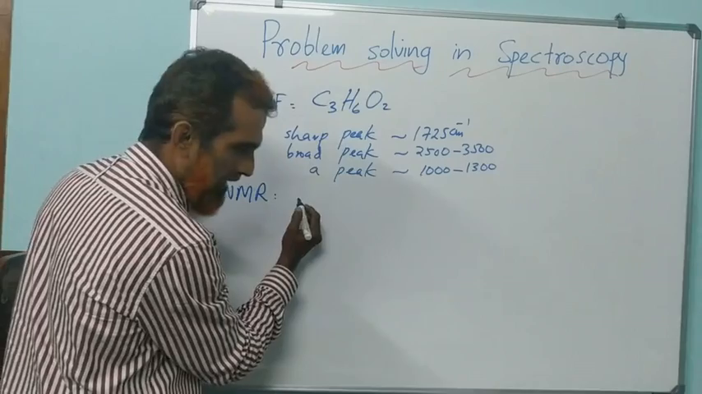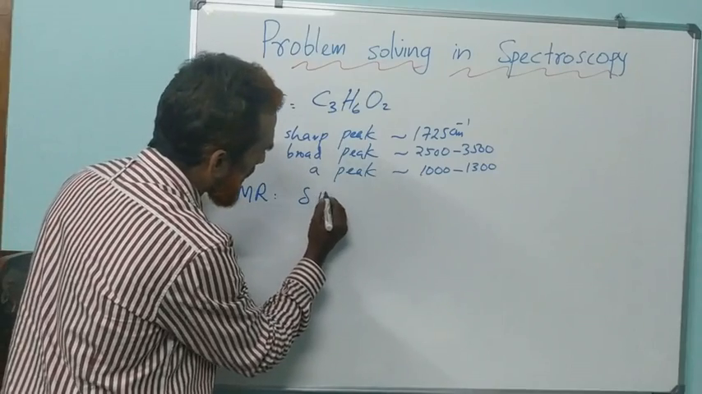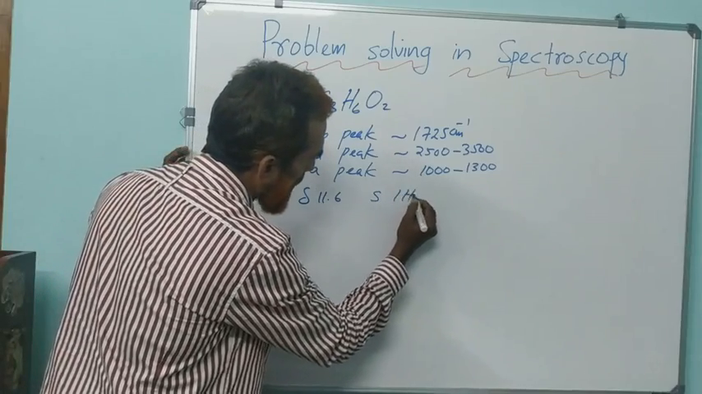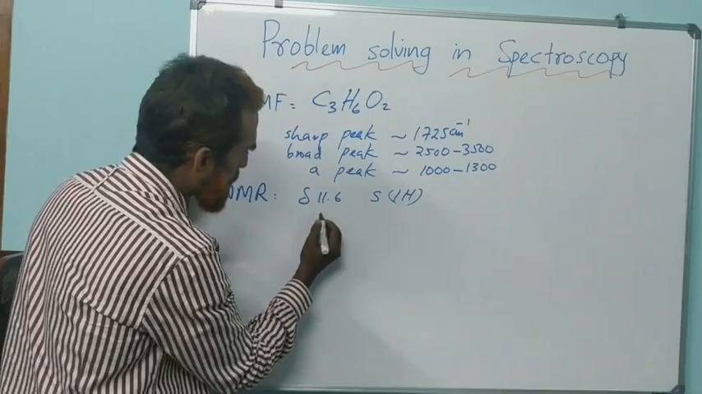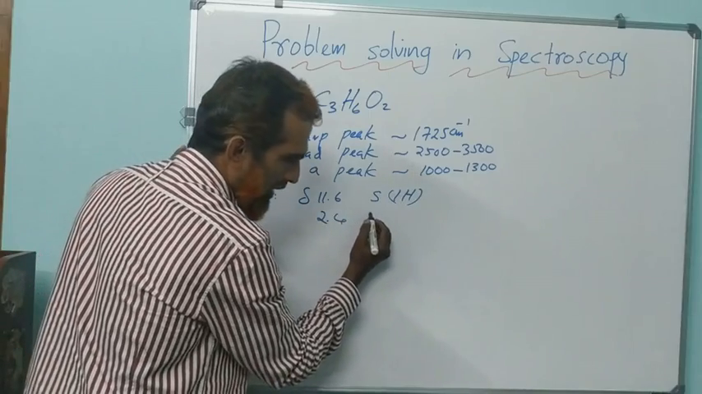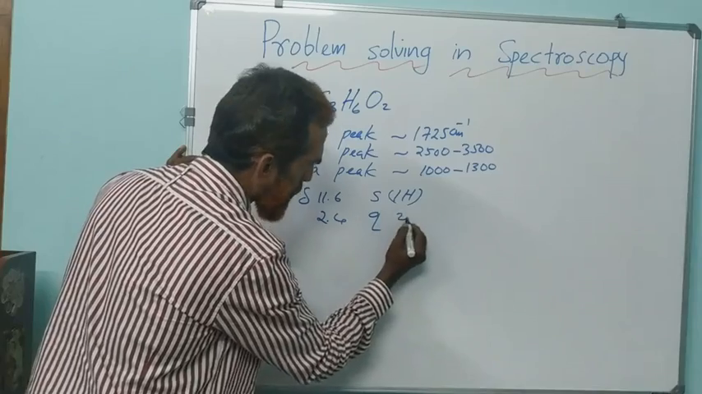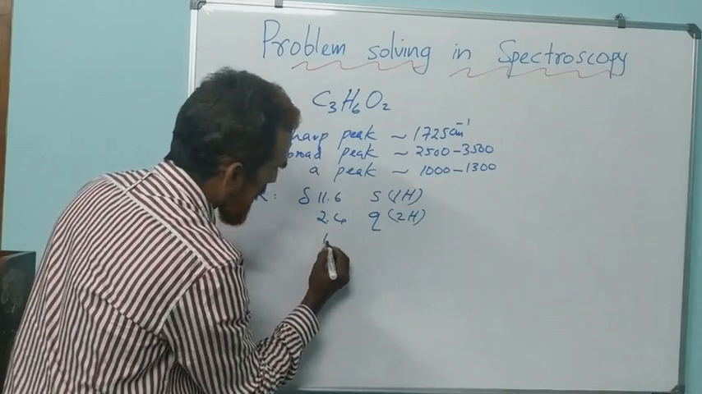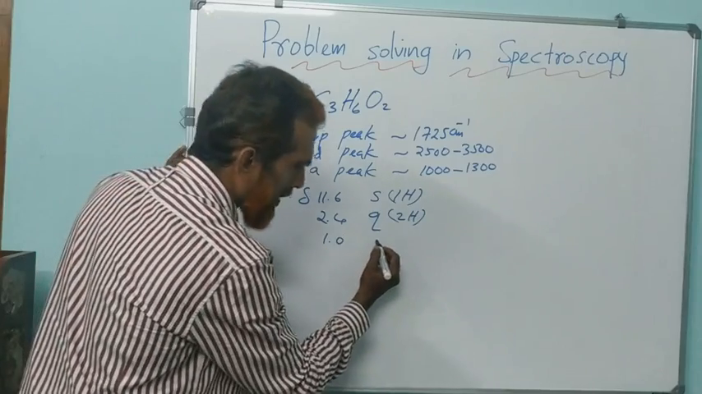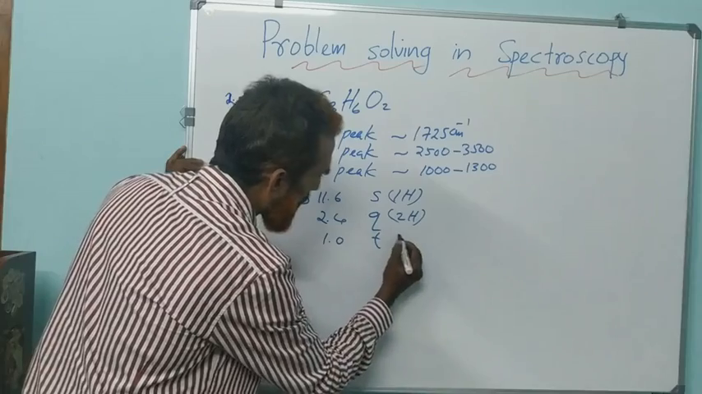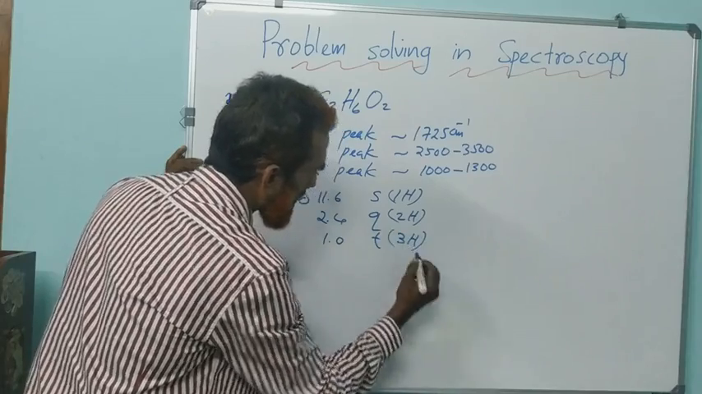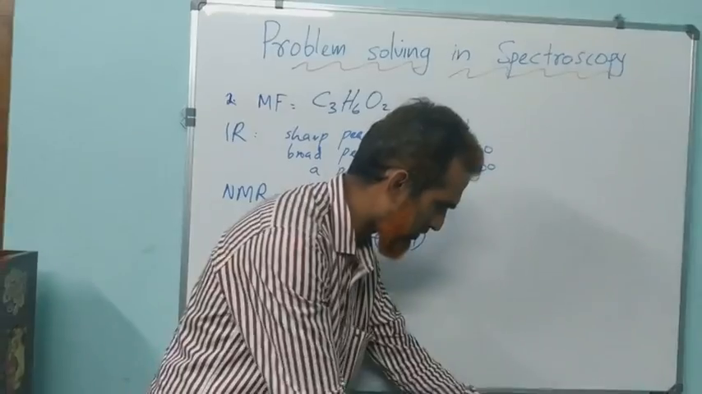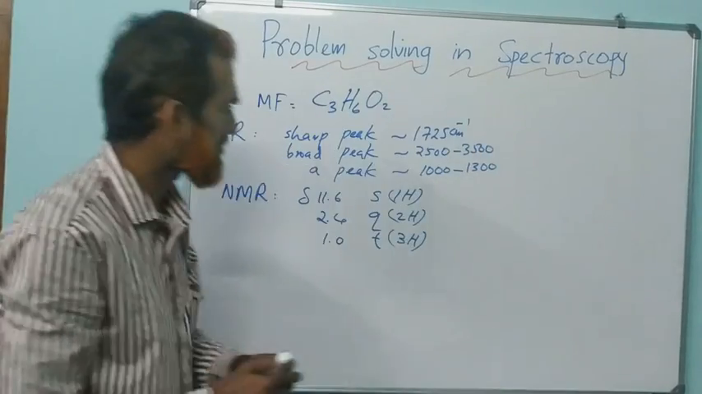Now NMR data: at chemical shift 11.6 there is a singlet corresponding to 1 proton. At 2.4 there is a quartet for 2 protons, and at 1.0 there is a triplet for 3 protons. Okay, let us try to deduce the structure.